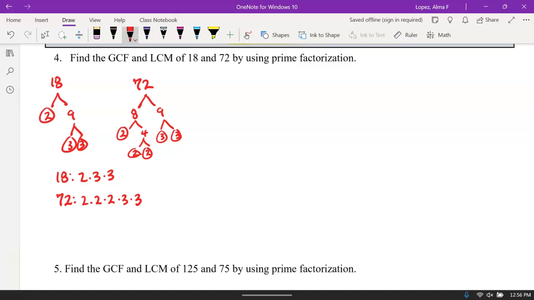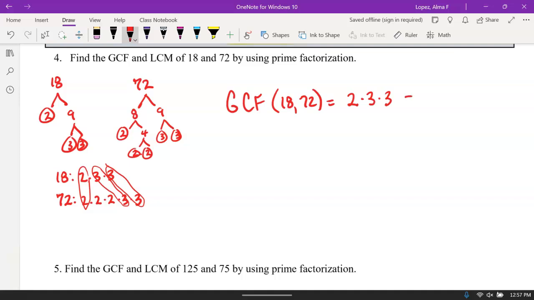All right. For the greatest common factor of 18 and 72, make yourself some notes if you need to. For the greatest common factor, we just want to find out what is the most they have in common. They've got a 2 in common, and they've got this 3 in common, and this 3 in common. So the greatest common factor would be 2 times 3 times 3, which is 2 times 3 squared, or the number 18 when we multiply it out.